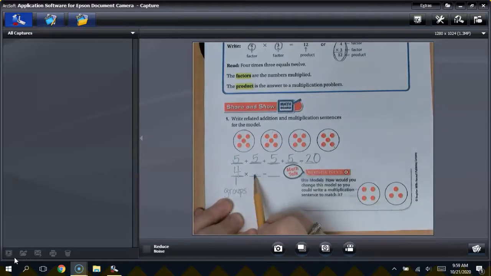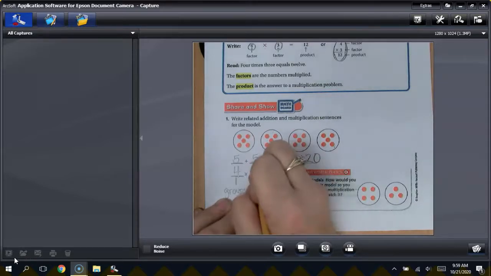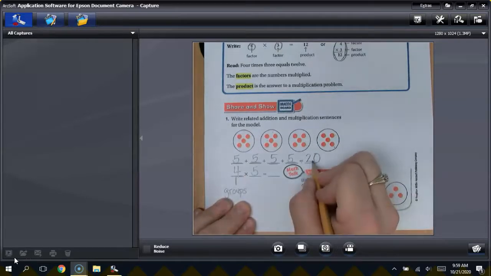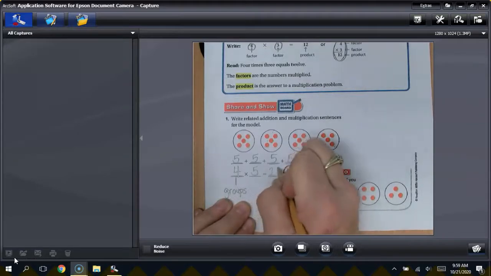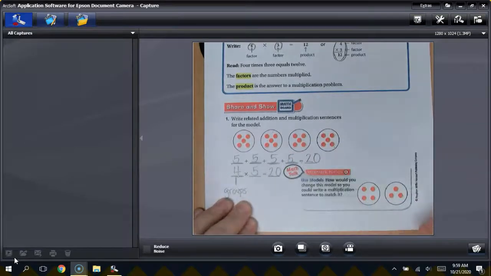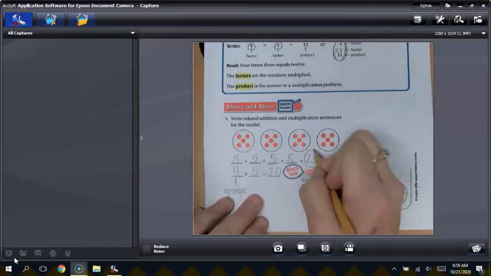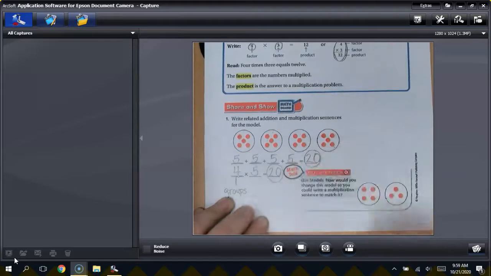My next factor is how many are in each group. Well, we've already decided that. How many are in each group, boys and girls? 5. There's 5 in each group. 4 times 5 is 20. Your addition sentences and your multiplication sentences, they're related. So you should get the same answer, 20 and 20.